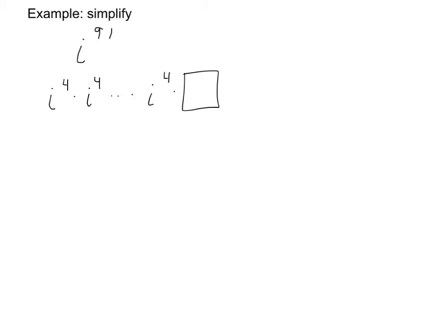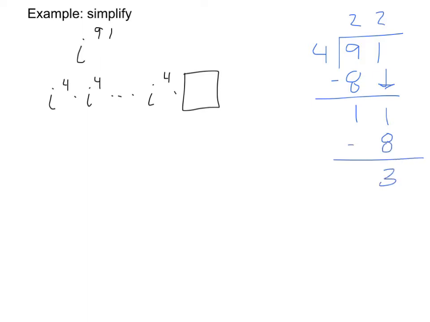So what we did in the previous problem was we set up this framework for our thoughts, and then we said, okay, how many times does 4 go into 91? Well, 4 goes into 9 2 times. 2 times 4 is 8. We subtract and are left with 1. We bring down the other 1. 4 goes into 11 2 times. 2 times 4 is again 8. We subtract, we get 3. And so we have 22 remainder 3.